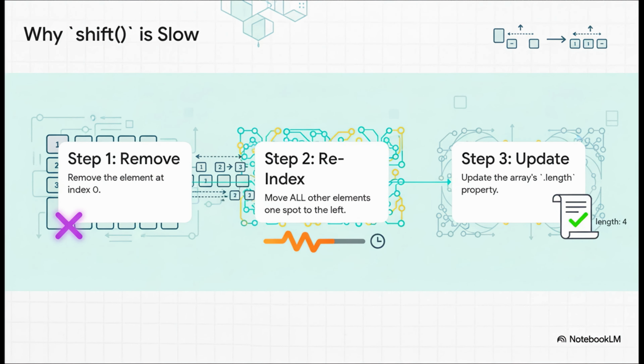So why is it so slow? Well, think about what has to happen. When you shift, you're removing the very first element at index 0. But now you have a hole at the beginning. To fix that, the engine has to take every single other element in the entire array and move it one spot to the left. Element 1 moves to 0, 2 moves to 1, and so on. If you have an array with 1,000,000 items, that's 1,000,000 operations. It's a huge amount of work. Push and pop don't have this problem because nothing else needs to move.